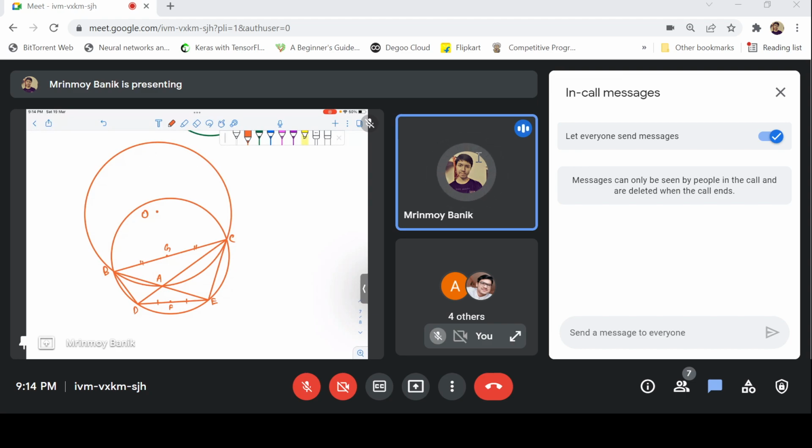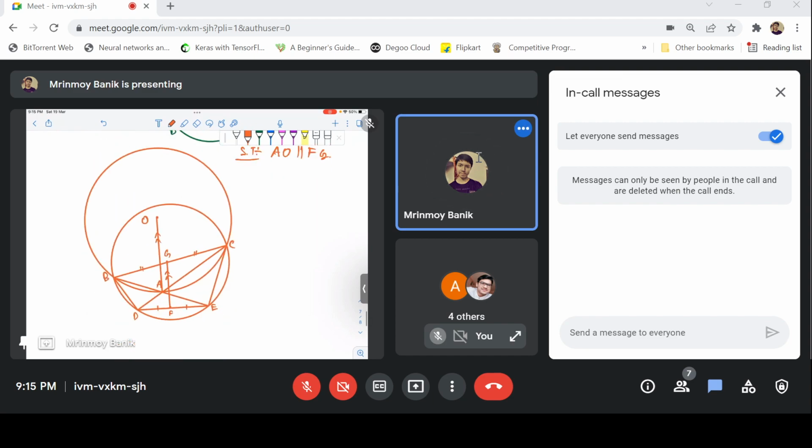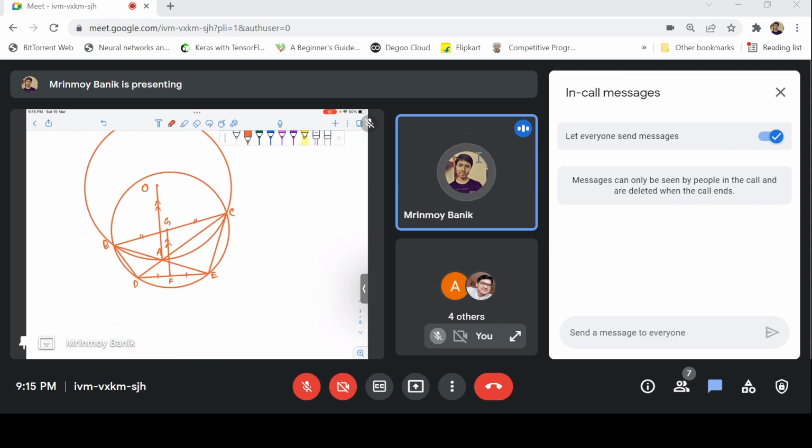BC, BAC. Prove that the lines AO and FG are parallel. So we have to show AO and FG, these two are parallel. Looks pretty challenging. So as always, try it for a few minutes. Let me also try it.